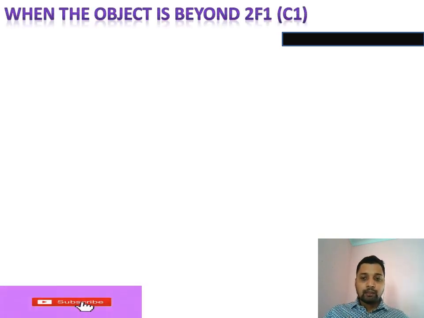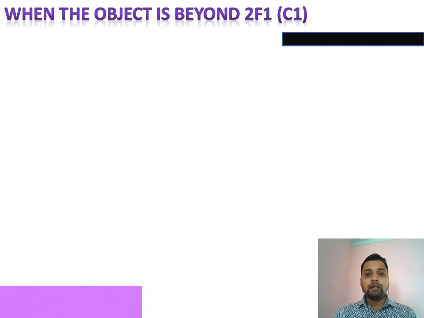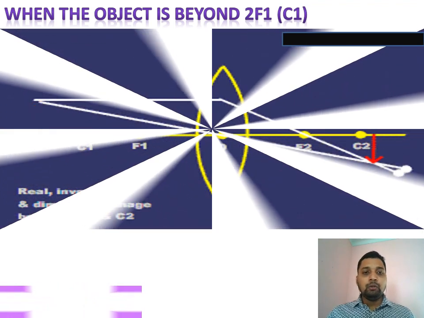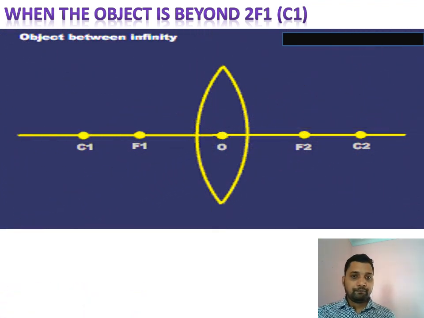Next one, when the object is now coming towards the lens and it is beyond 2F1 or C1. Why do I say C1 point is 2F1, or C point is 2F? Because the radius of curvature is double the focal length. So when the object is placed now, it will be beyond the center of curvature.